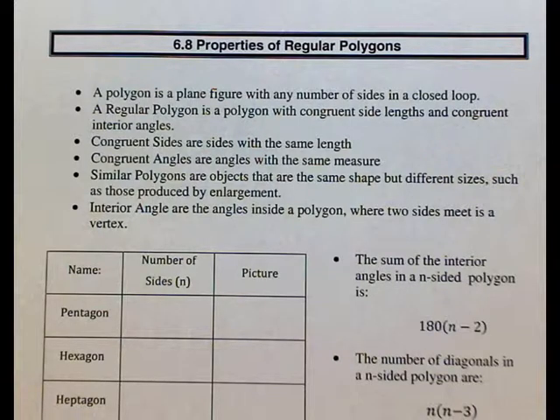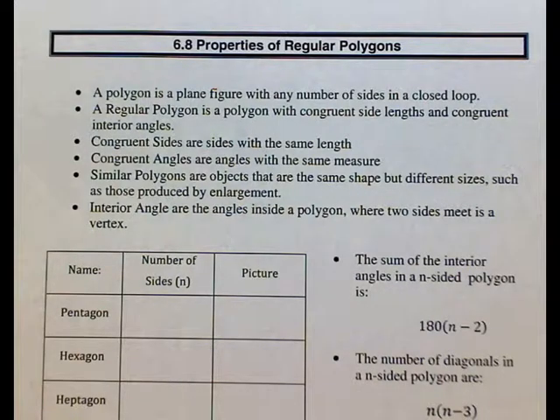Now, what does congruent sides mean? Congruent sides are sides with the same length. So every side has the same length in measure. Congruent angles are angles that are the same measure. So they all measure to be 90 or 60 or 30 or whatever. So a regular polygon has the same length sides and the same measure of angles.